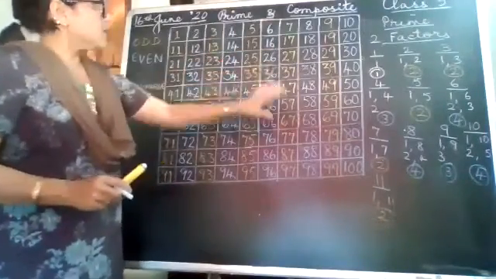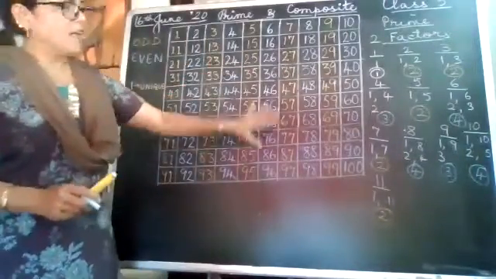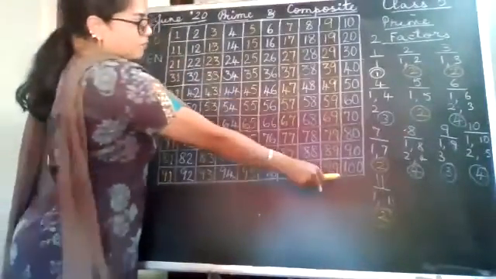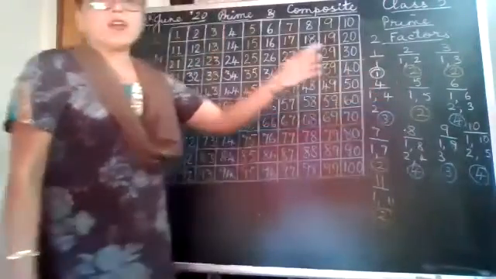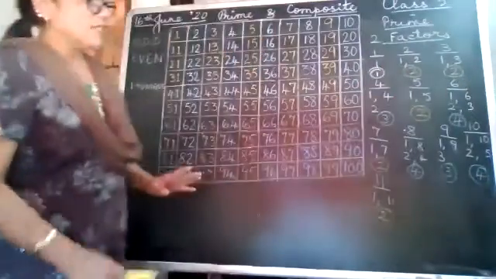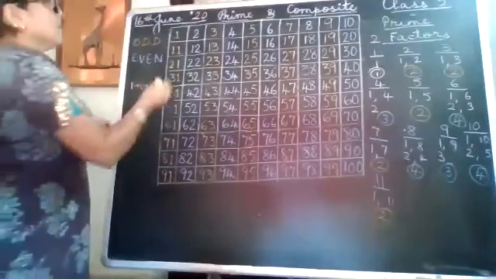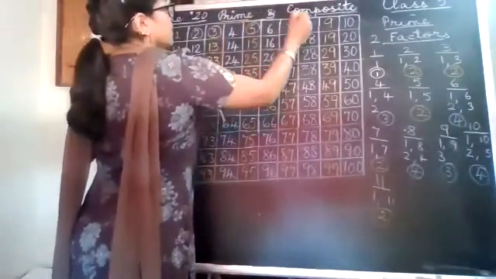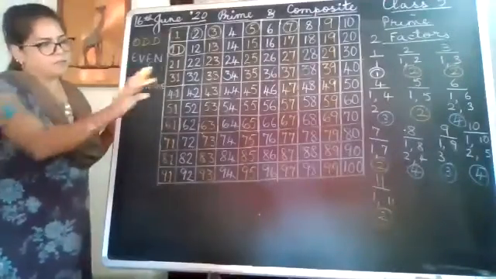Now to find the prime numbers from 1 to 100, we will not sit and list all the factors. There is a simple way in which we can find all the prime numbers from 1 to 100. First few we already finished finding. And I told you to remember these: 2, 3, 5, 7, 11. So these we know are prime numbers.